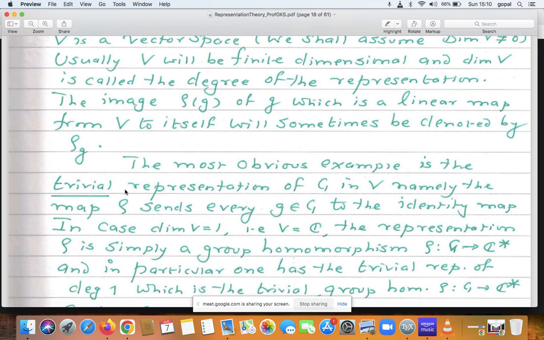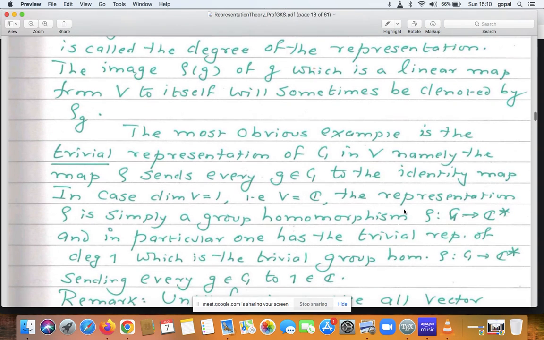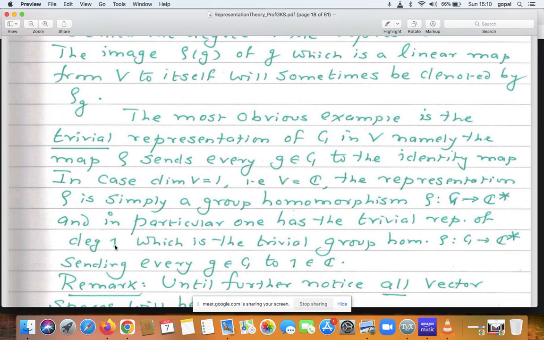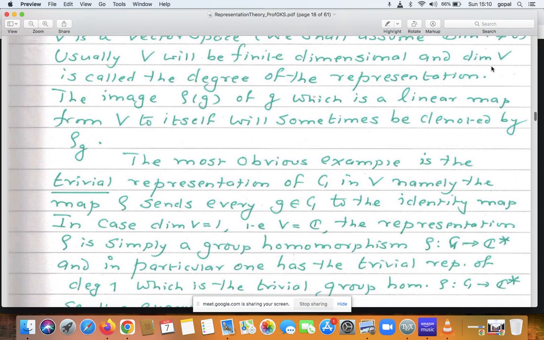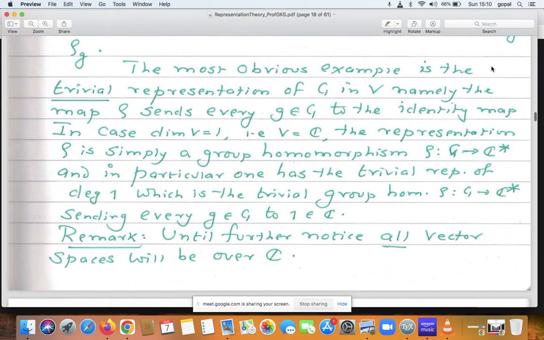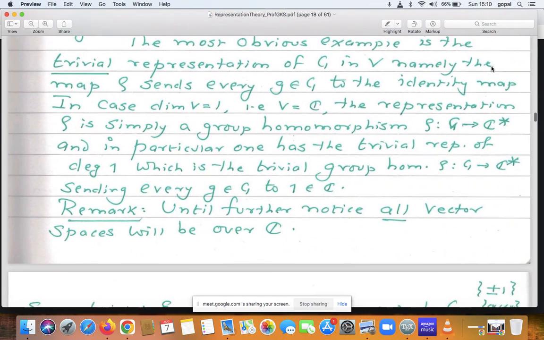In case the dimension of the vector space is 1, that is, the vector space is the complex field, the representation rho is then a group homomorphism from G to C star, because GL1(C) is simply C star. And in particular, one has the trivial representation of degree 1. Remember that the degree of the representation is just the dimension of V. Okay, so we certainly have an example.